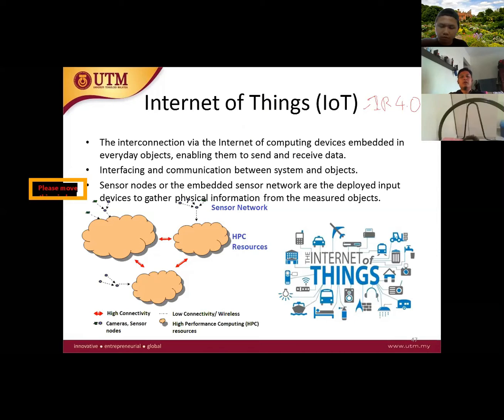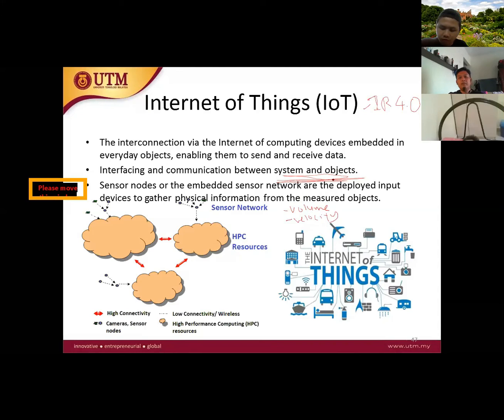These are basically the interface and communication between systems and object devices. There are three very important things in Internet of Things. First is volume. Volume means the number of devices that can be connected together. Number two is velocity.